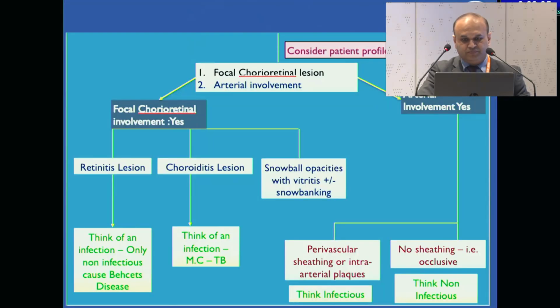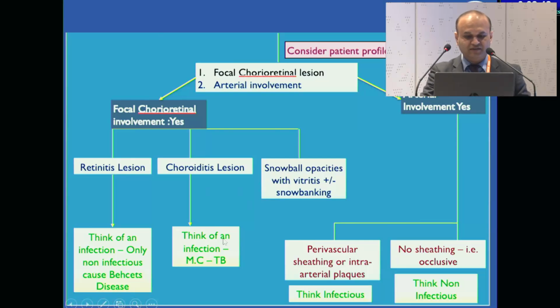So if we sum up all of this together and try to come up with an algorithm, look for a few of these signs. Look for a focal chorioretinal involvement. You see a retinitis lesion, like what Dr. Kalpana Ma'am had also said, when you see a retinitis lesion, think first of an infection. So all retinitis are infectious unless proven otherwise. The only probable exception to that is Behçet's.